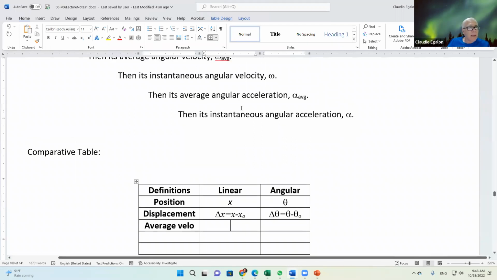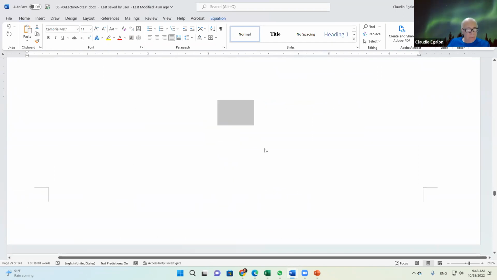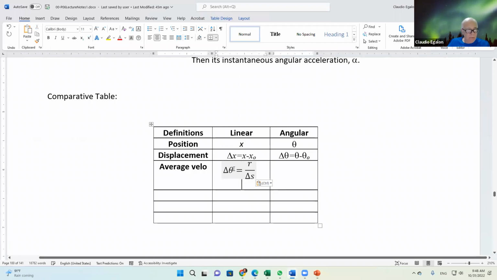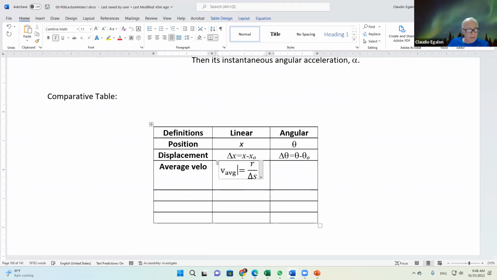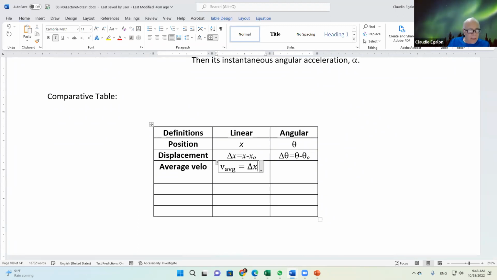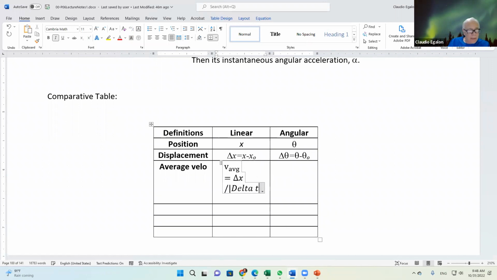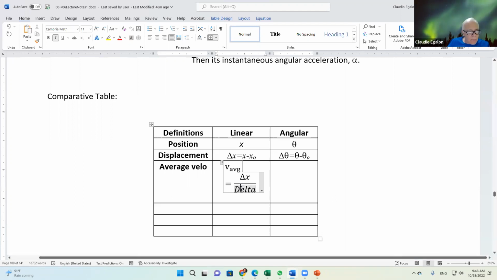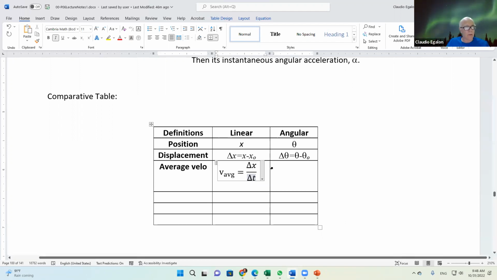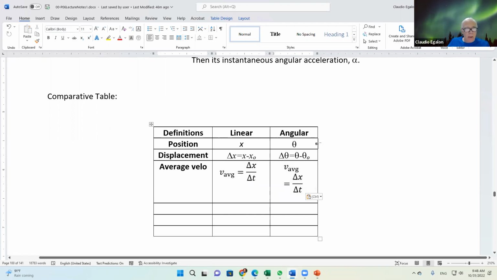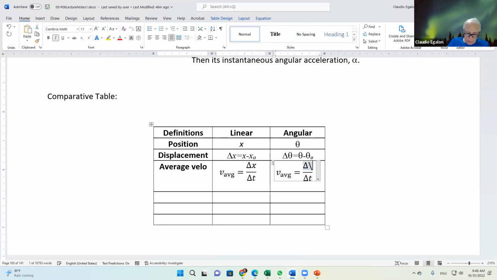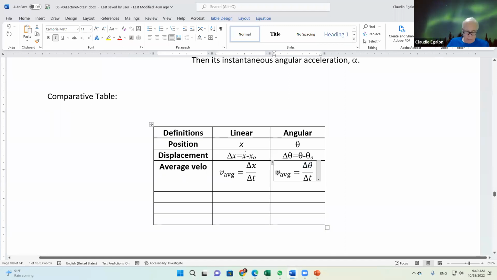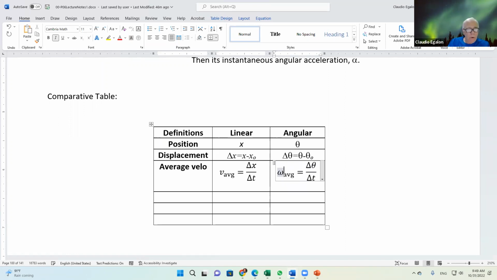Now I'm going to put my equation there inside to make it easier to write. Linear average velocity, here you go. V average is equal to delta X over delta T. Good. That's supposed to be italicized to look nicer. That's the linear average velocity. What about the average angular velocity? The average angular velocity is going to be that, and then we replace that by the symbol omega.